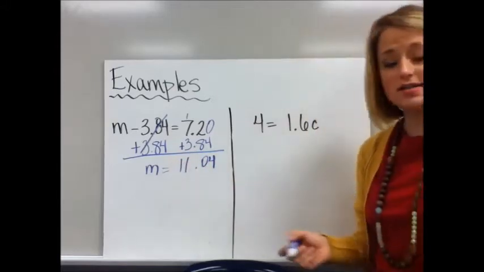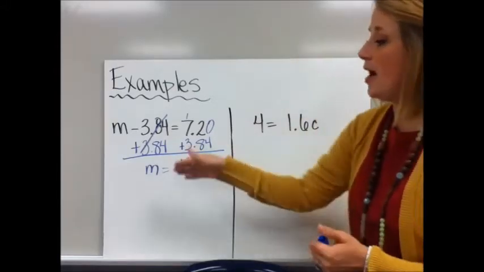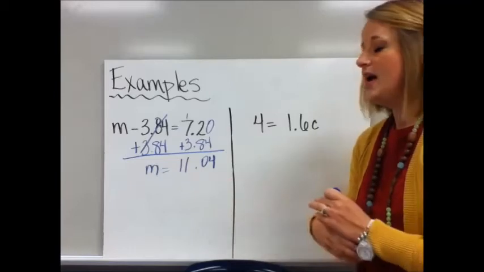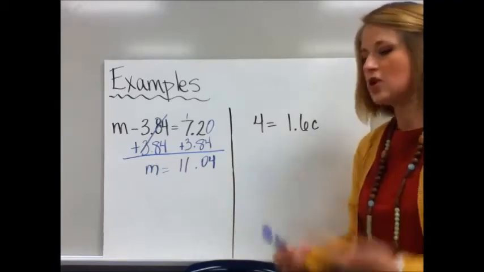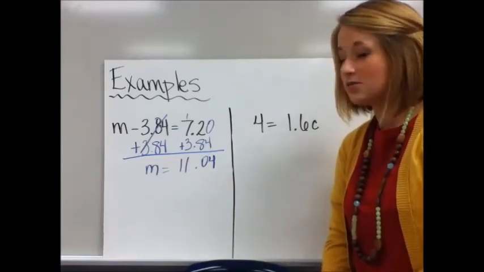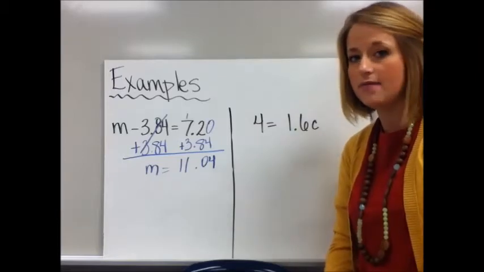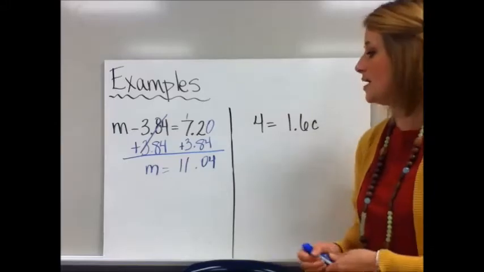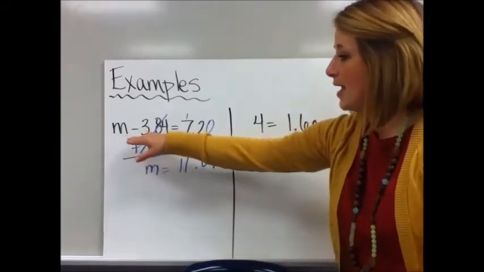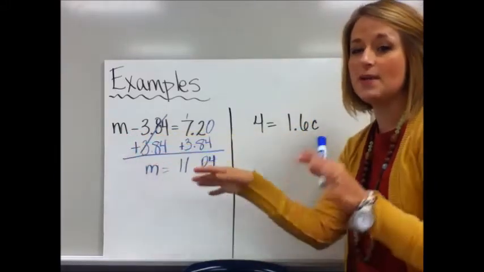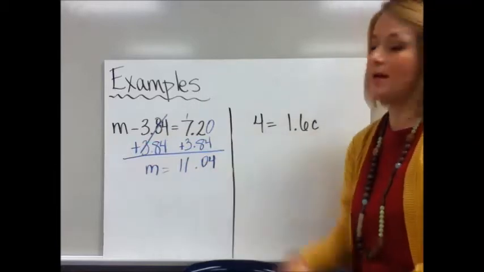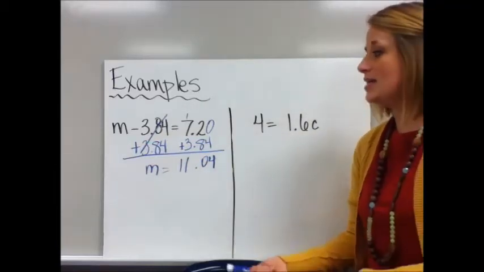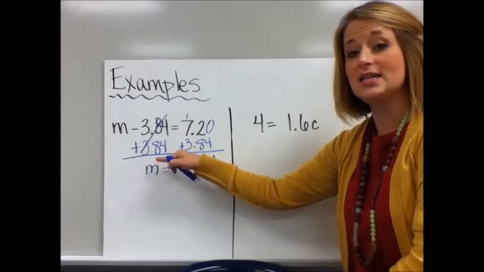You can also check these, put it back into the equation. This is going to be more work because of the whole decimal thing, and subtracting 11.04 minus 3.84 in your head is not going to come very naturally to you. However, you can estimate to see if it makes sense. Is 11 minus almost 4? That's going to be somewhere close to 7. That makes sense.